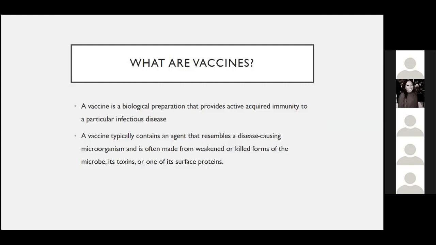So what are vaccines? A vaccine is a biological preparation that provides active acquired immunity to a particular infectious disease. And a vaccine typically contains an agent that resembles a disease-causing microorganism and is often made from weakened or killed forms of the microbe, its toxins, or one of its surface proteins.